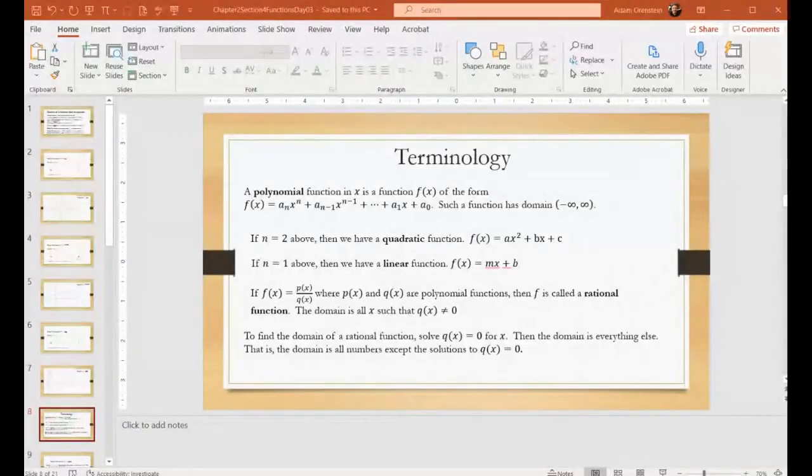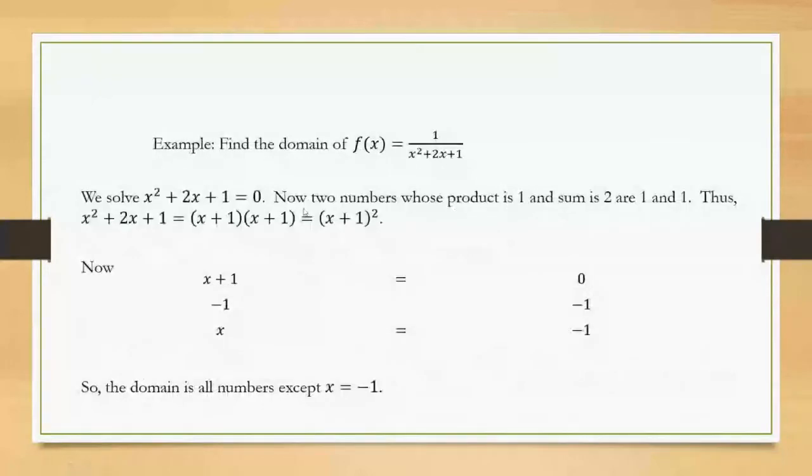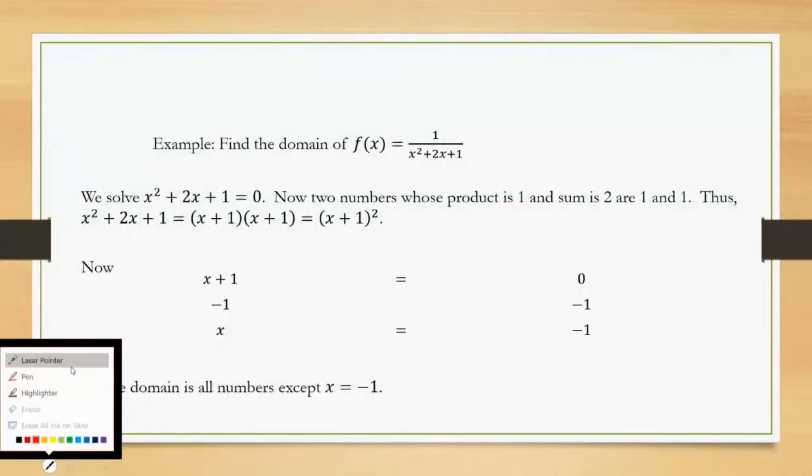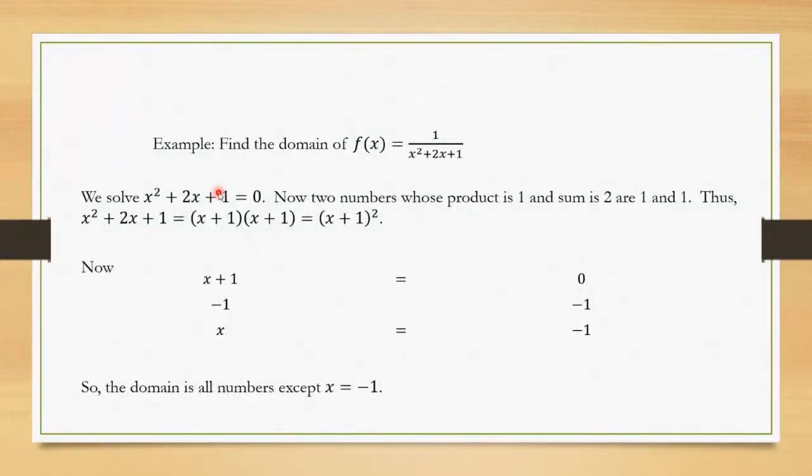So as an example of this, let's consider this function, 1 over this quadratic. Let's find the domain of this. Again, to pull that off, we want to know where this denominator is 0. That's what we have to figure out. We want to know where the denominator is 0. The denominator is this quadratic, so we're solving this equation.